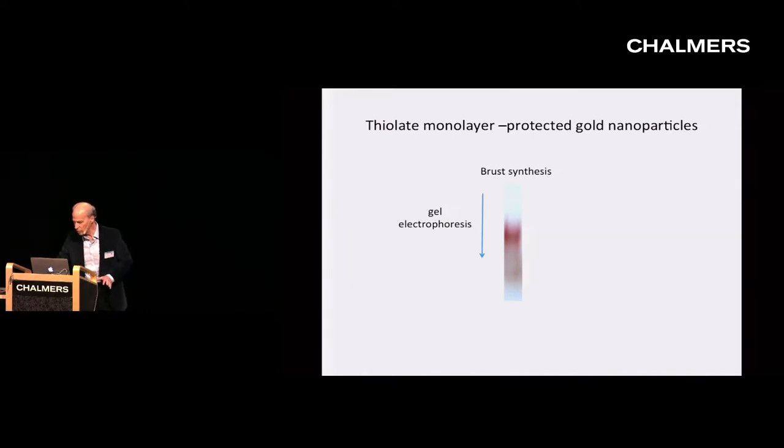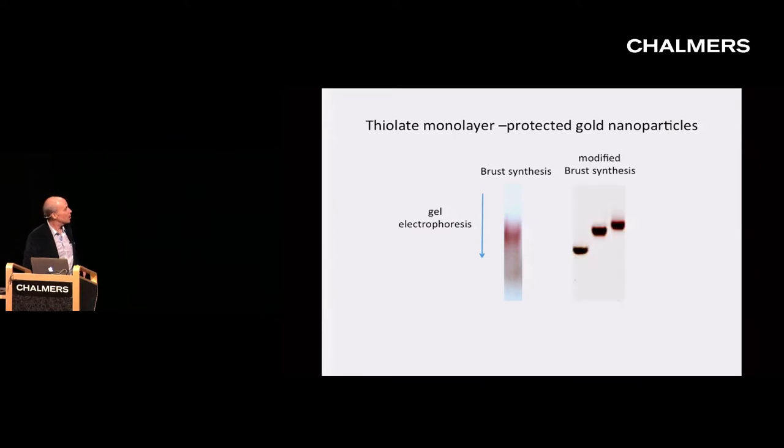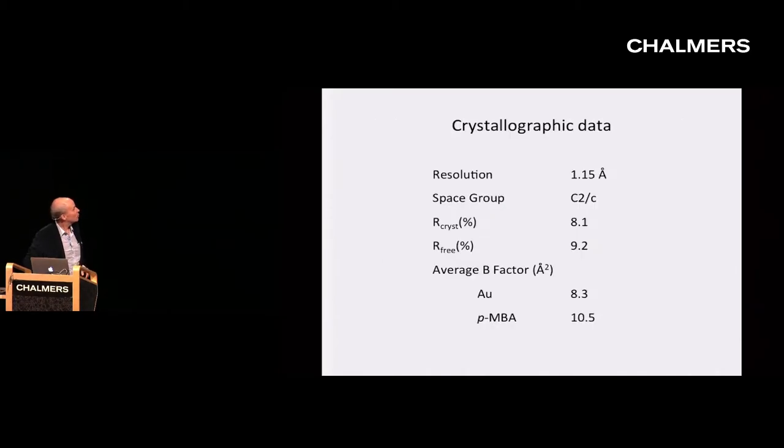And eventually we discovered how to make, in a single step or single pot synthesis, homogeneous large metal clusters. We've made many of these, and they are truly homogeneous. All that we have synthesized in this way can be crystallized. One gave diffraction to near atomic resolution, to about one angstrom resolution, and we could solve the structure with the good statistics that are shown here.